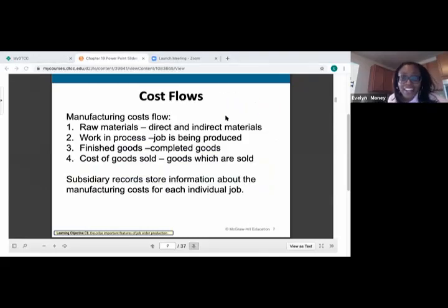Now, this slide here says in word form what the previous slide said in picture form. So if words work for you better, you can take some time to read this slide, but just keep in mind that we use subsidiary ledgers to keep track of each individual job.